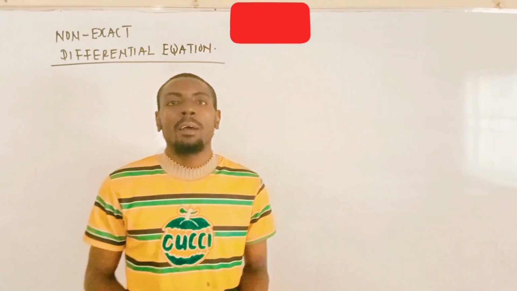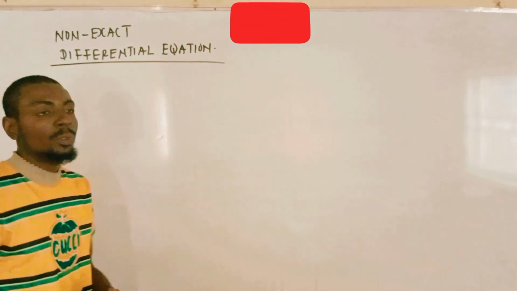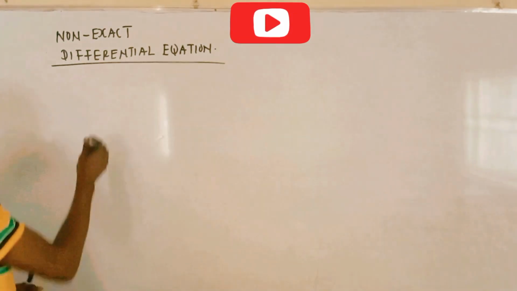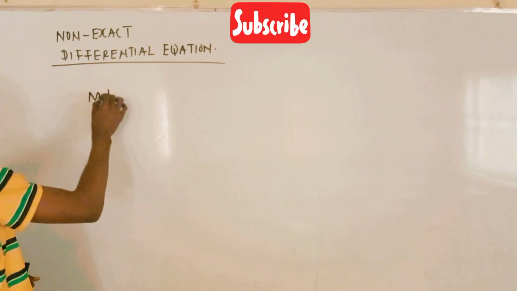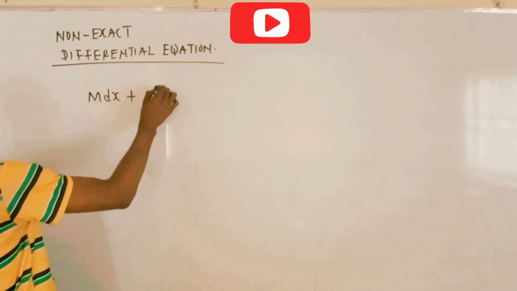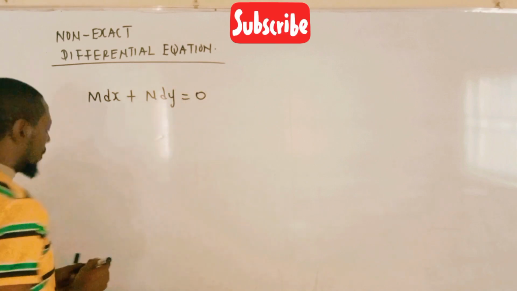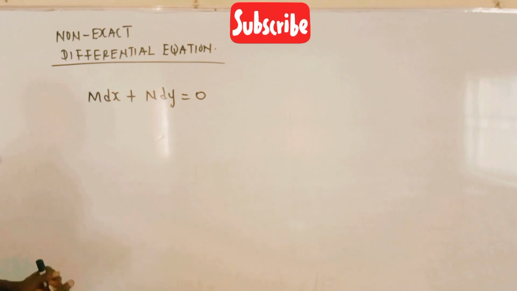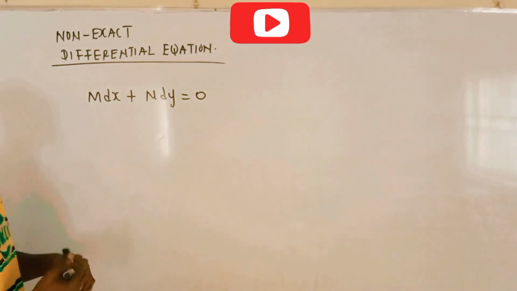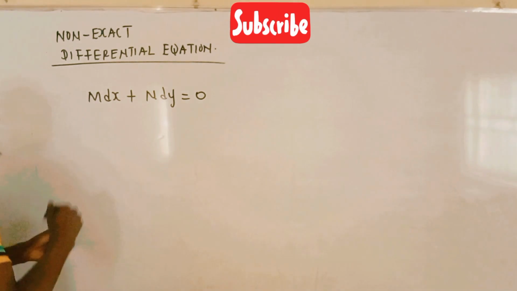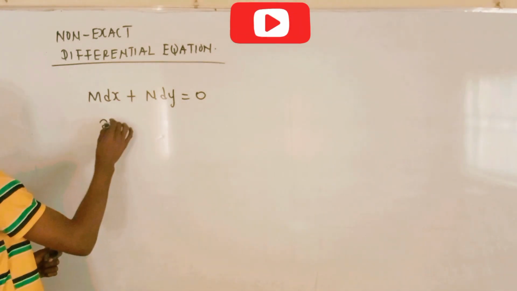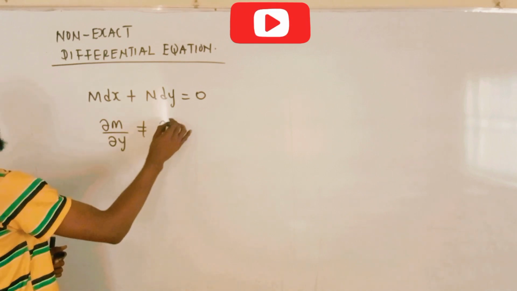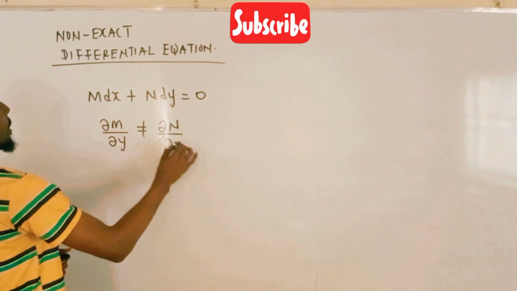Hi guys, today we have non-exact differential equation. An equation of the form M dx + N dy = 0, just as in the case of exact, but in this case, an equation of this form is said to be non-exact if and only if the partial differentiation of M with respect to y is not equal to the partial differentiation of N with respect to x.